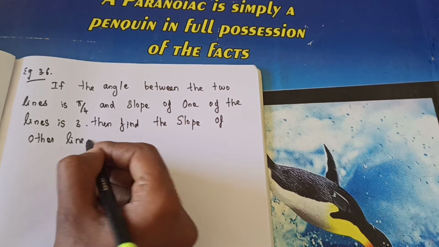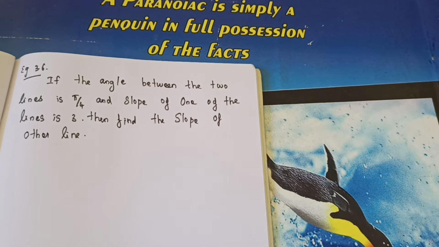Question is, if the angle between the two lines is pi by 4, so the angle between them, that is theta, the value is given. Then the slope of one of the lines is given, that is m1 value is given. We need to find the slope of the other line. So we'll use the same tan theta formula. In the place of m1, the answer is given. Theta, the value is given.